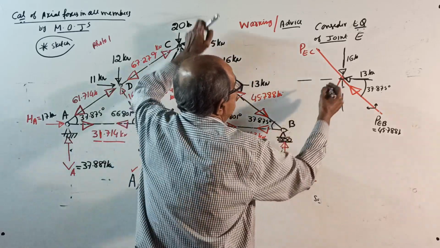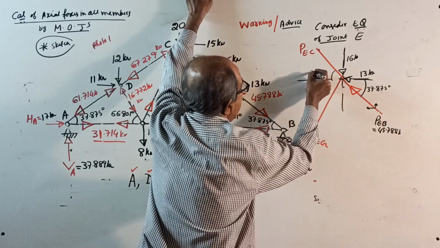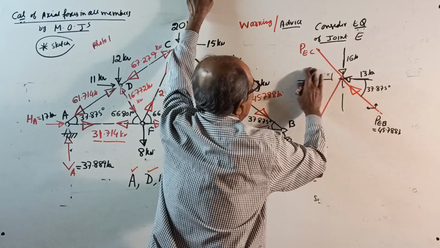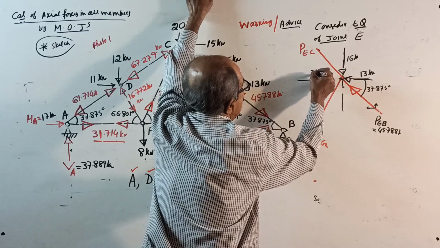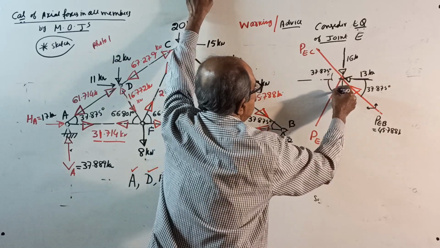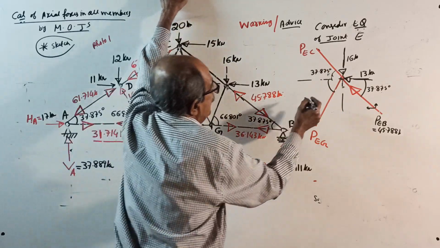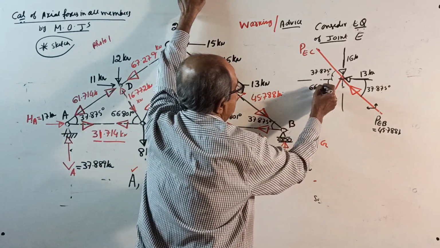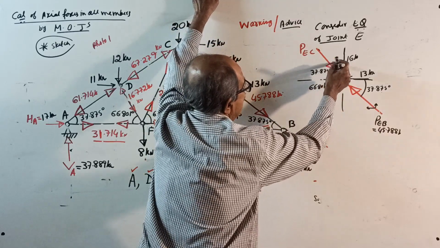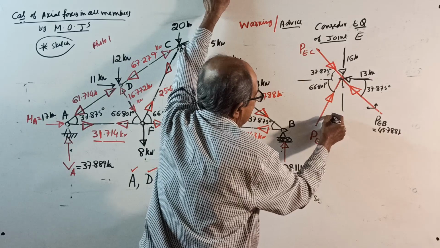For this one, angle is same as that one. How much? 37.875 degrees, and not visible. And for this one, the angle with horizontal is 66.801 degrees. I will assume this force like this, and this force like this. That is my choice. Okay. See?